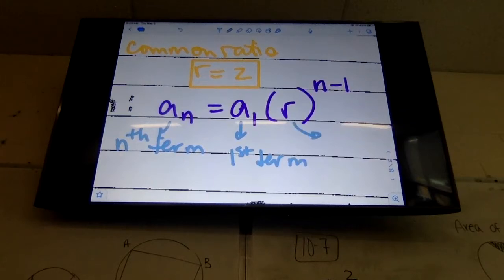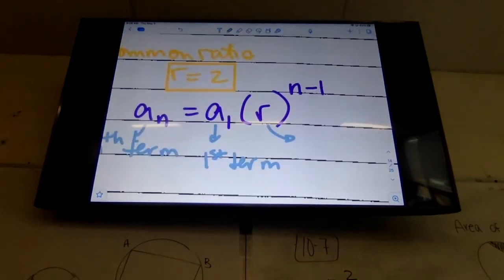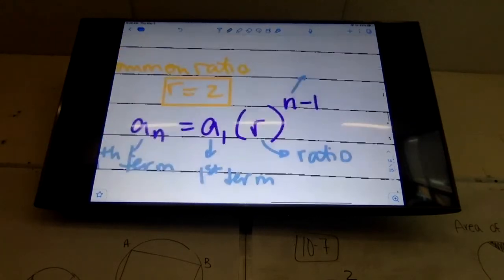What about r? Ratio, good, my common ratio. And then n's kind of the weird one. It's the number of the term you want. So if we want the 3rd term, 3 goes for n. If we want the 27th term, 27 goes for n.